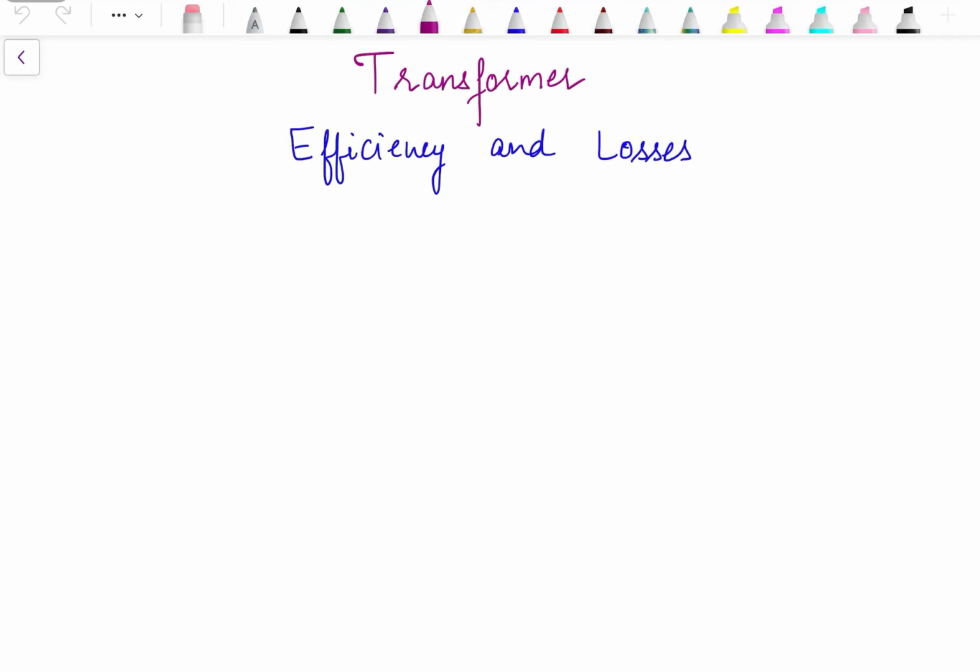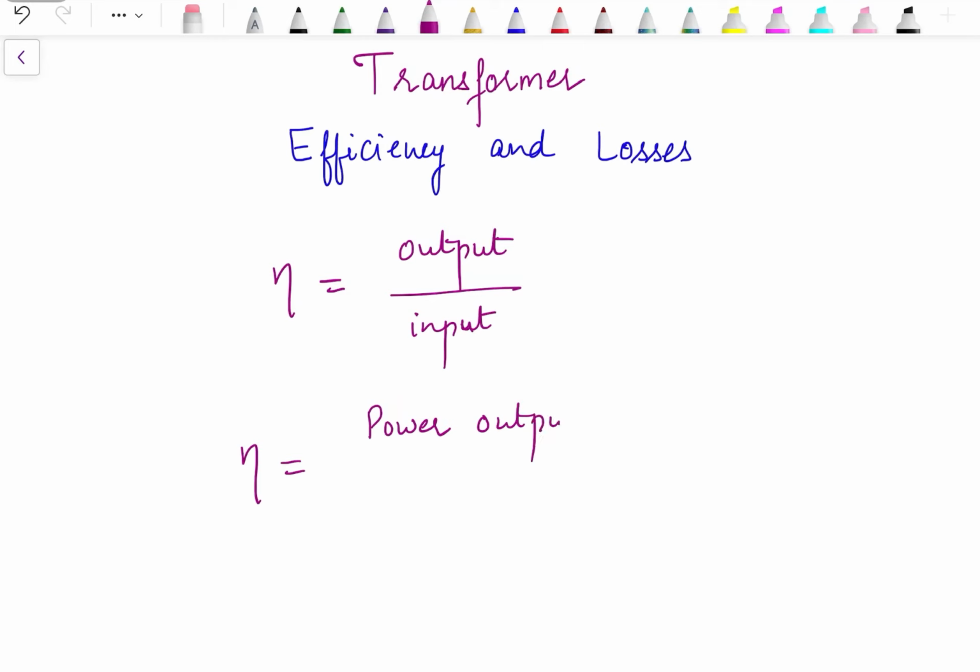In this video, I am going to discuss the efficiency and losses of the transformer. If we have to define efficiency in general, efficiency is defined as the ratio of output to input. And if we talk about the transformer, the output is the electrical power output and the input is the electrical power input. So in case of transformer, the transformer efficiency is defined as power output upon power input.